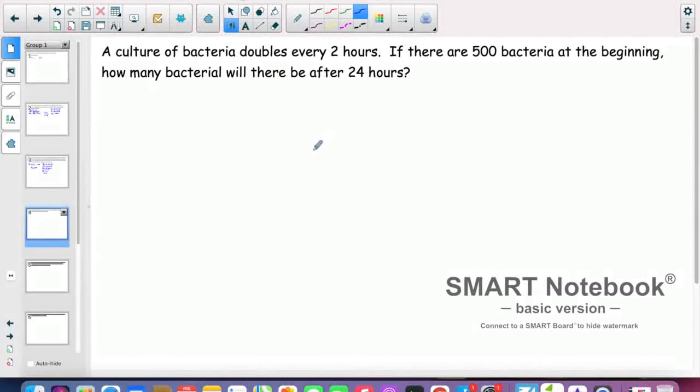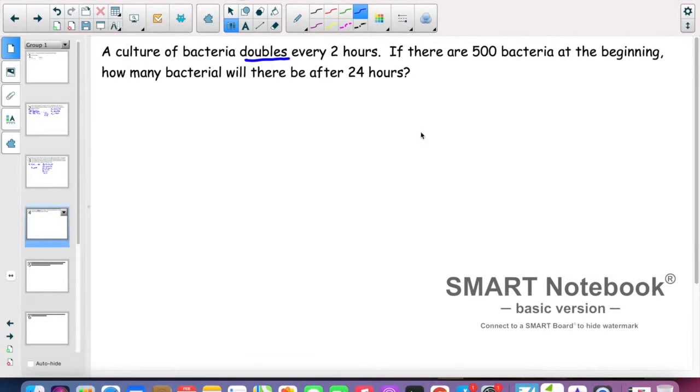A culture of bacteria doubles every 2 hours. It doubles. Now you have to think about that. What does double mean? When I think about doubling something, I'm going to think about multiplying that thing by 2. So if it doubles, we're multiplying by 2. That right there tells me this one is a geometric sequence.